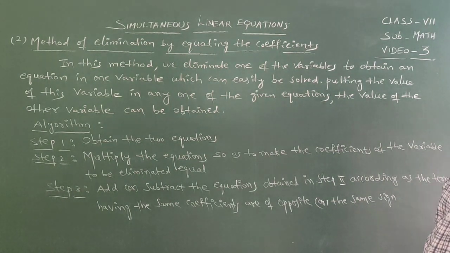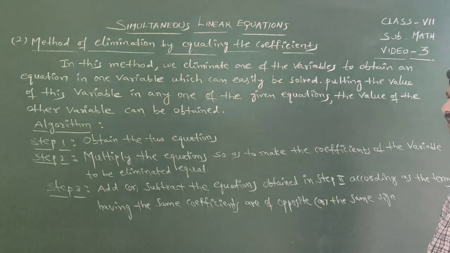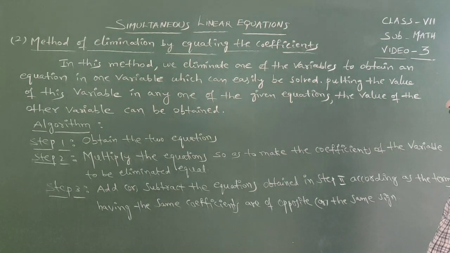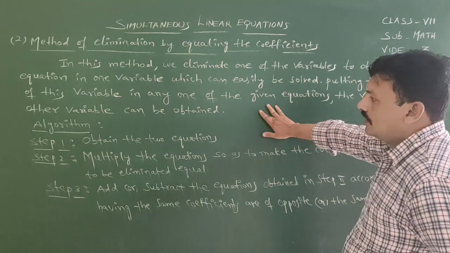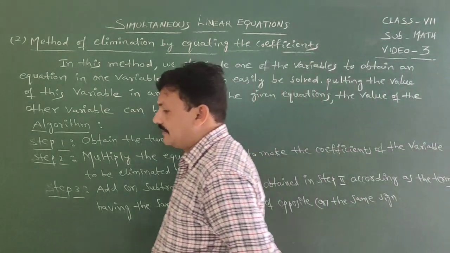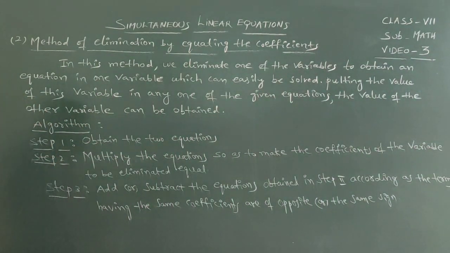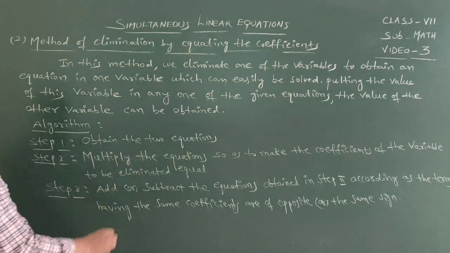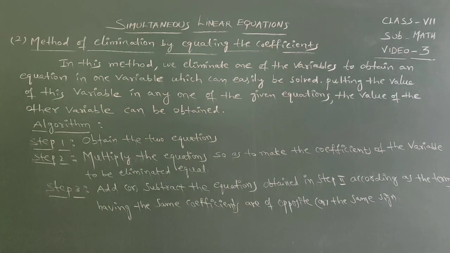Then come back to substitution. Substitution is somewhat difficult. Sometimes complex coefficients are given, and that is somewhat tough. This is the easiest one. In the algorithm, stepwise analysis, first step: obtain the two equations. Let a1x plus b1y plus c1 equal to 0 and a2x plus b2y plus c2 equal to 0 be the two given equations. Second step: multiply the equations so as to make the coefficient of the variable to be eliminated equal.